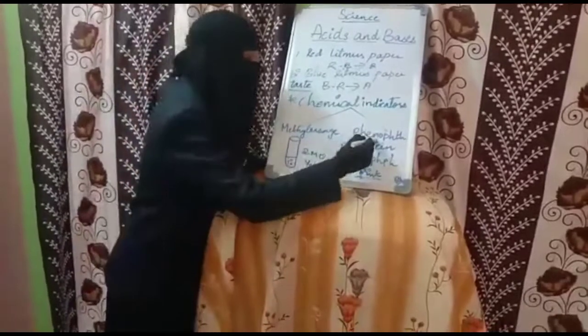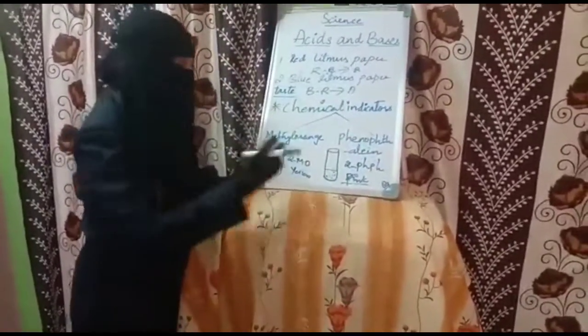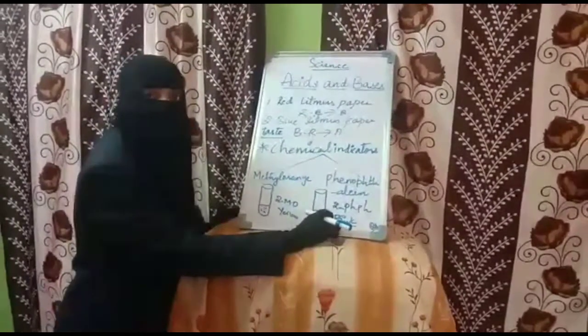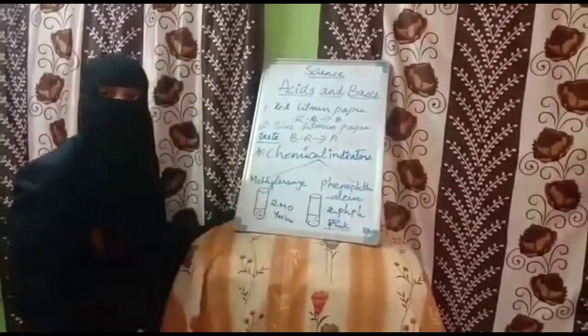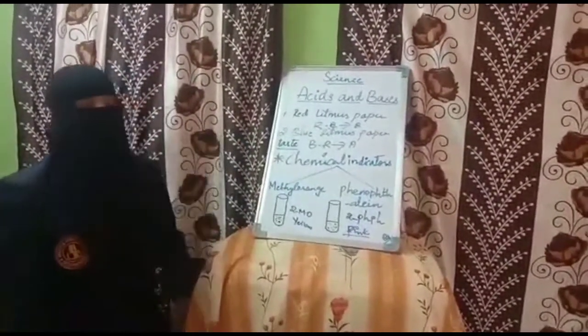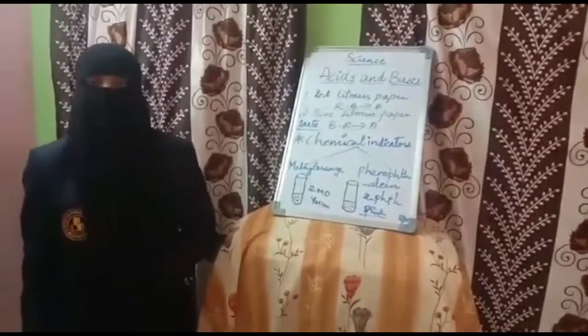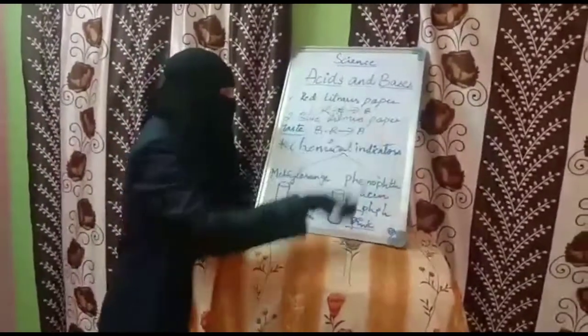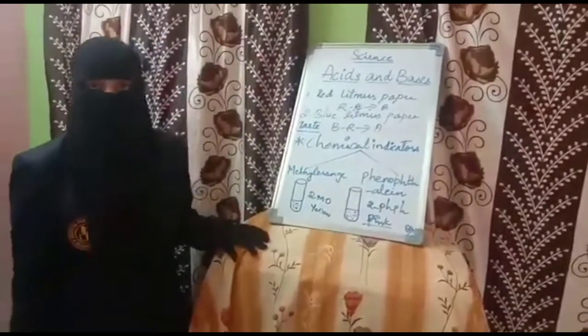If phenolphthalein is converting the sample solution into pink color, then the nature of the substance is basic. Did you understand? Again, if I give you any unknown substance, you should not taste it, you should test it. How will you test? By using litmus papers or by using chemical indicators.